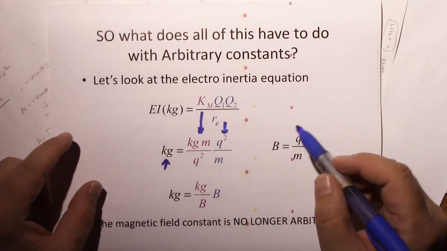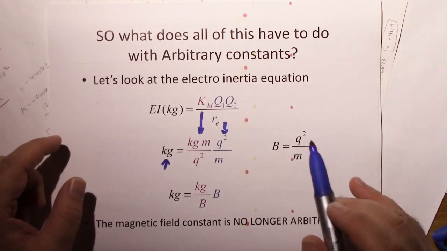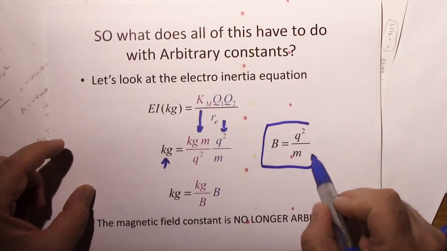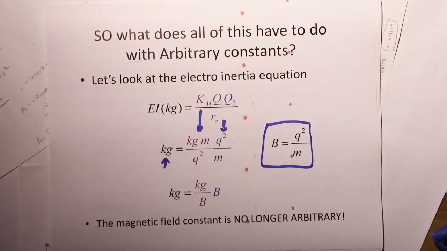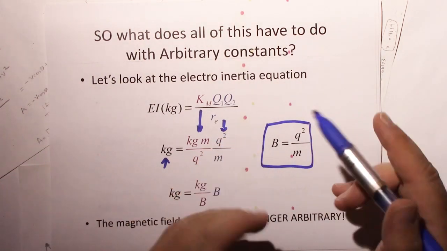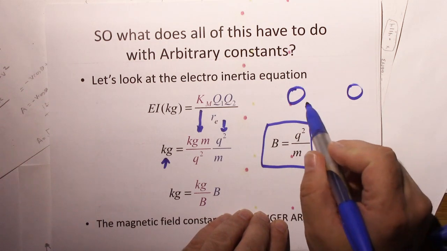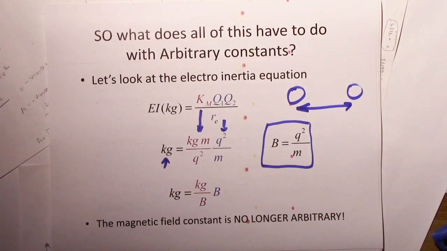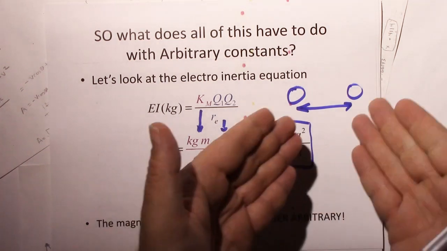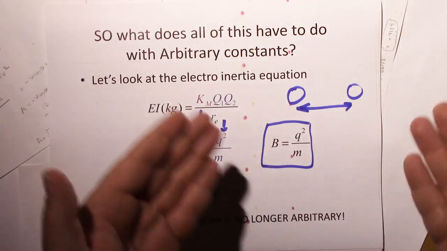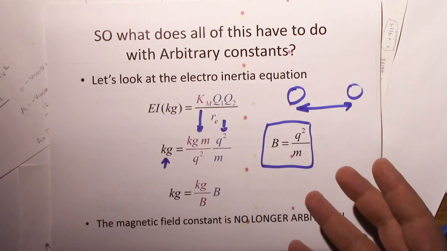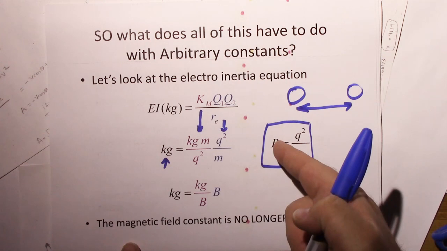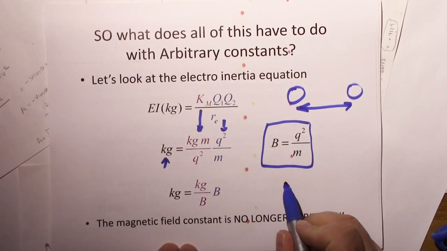So what we're going to do, just to show you again, is define natural inertia as square coulombs per meter. And it's cool about this, this actually represents the system. It's two charges separated by a distance. So it's not like it's arbitrary. It actually represents a real system. It's not arbitrary. Okay?